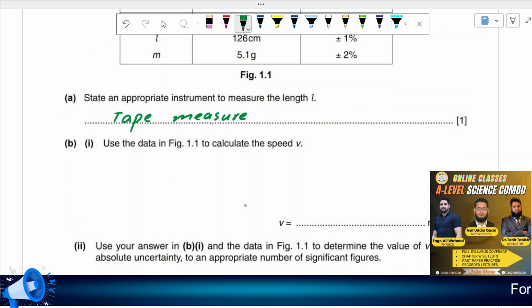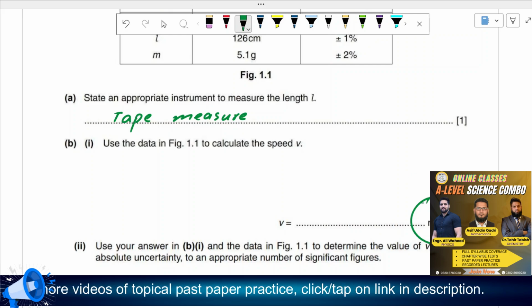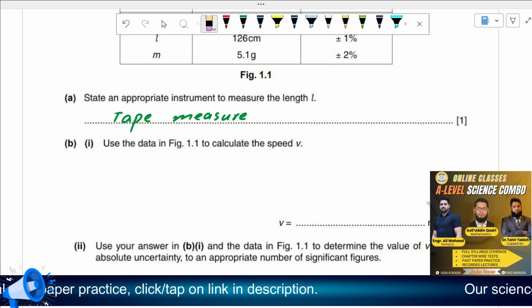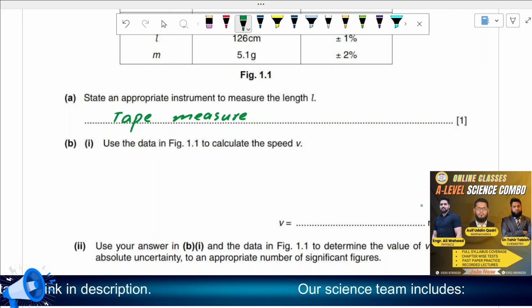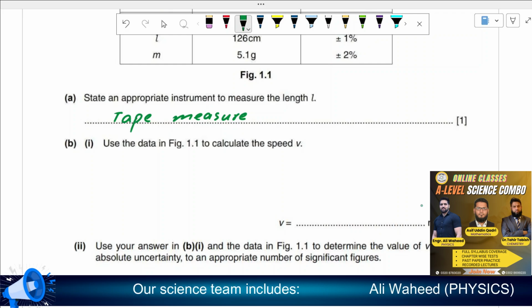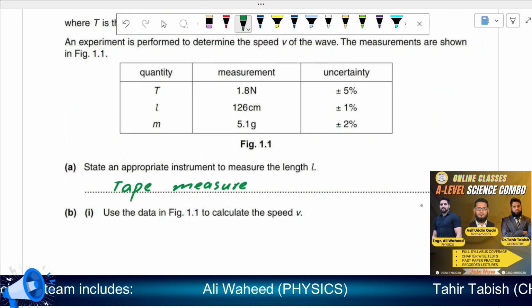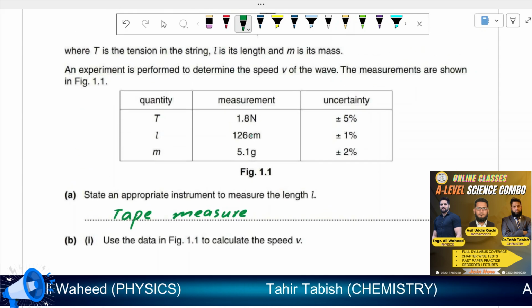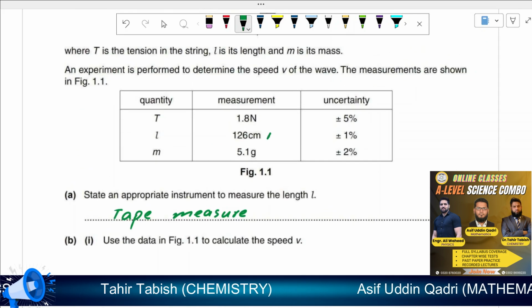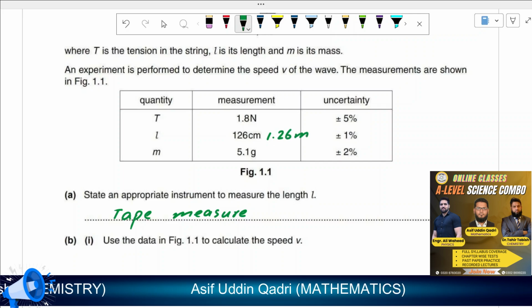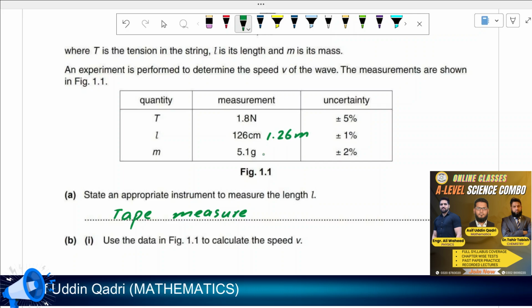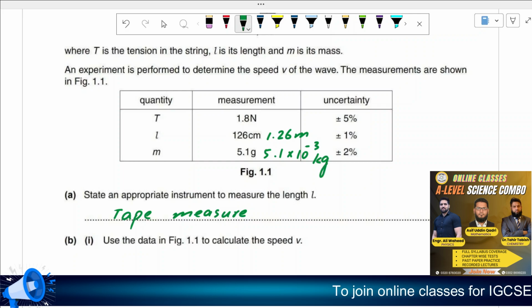The next one is: use the data in figure 1.1 to calculate the speed, and the answer should be in meter per second. So the formula is there, the values are there, but you need to convert the units. It has to be in meter per second. So let me do the conversion first. 126 centimeter would be 1.26 meters, and 5.1 grams would be 5.1 times 10 raised to the power minus 3 kilograms.